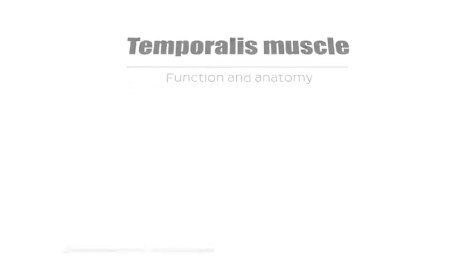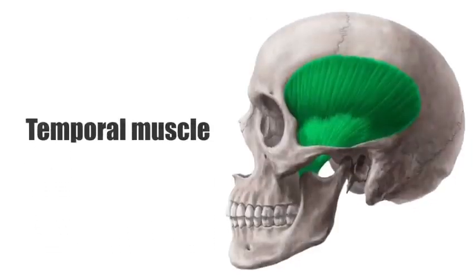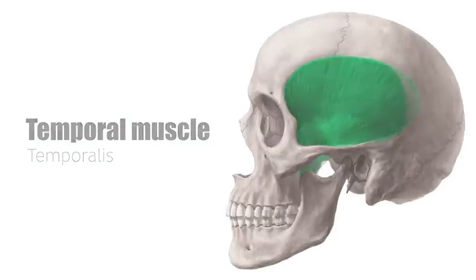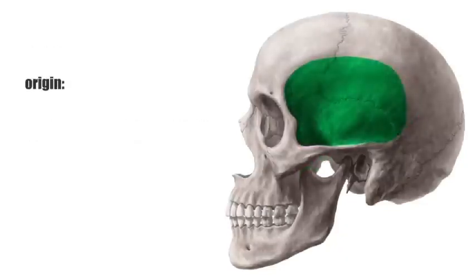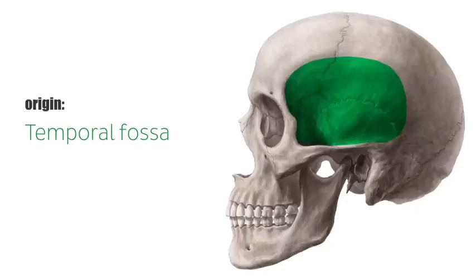We'll discuss the function and anatomy of the temporalis muscle. The temporal muscle, also known as the temporalis, is a flat, fan-shaped muscle of mastication on the lateral side of the skull. It arises from the temporal fossa, a large depression on the side of the skull, and the temporal fascia, which completely covers the surface of the muscle.